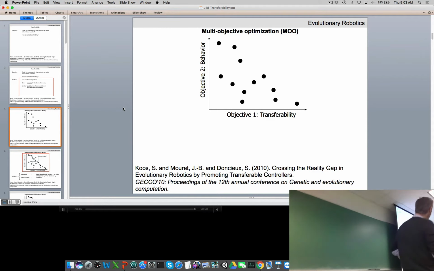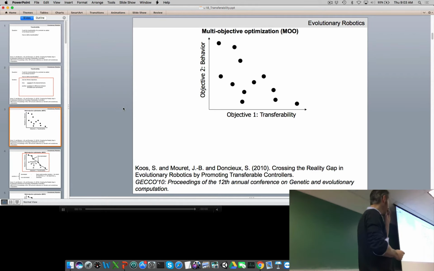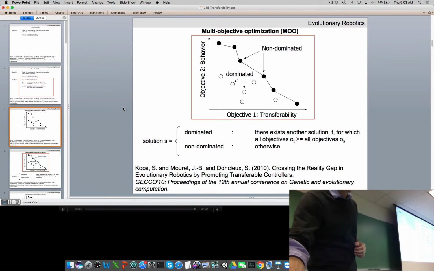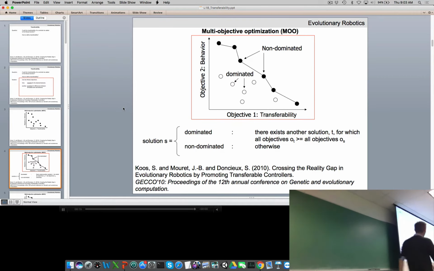So if we draw all these points, and we took a bunch of controllers at random, let's say, and measured their transferability and behavior, and they ended up on the plane like this. Let's imagine that's the first generation in your evolutionary algorithm. Which of these survive and which die? Or which produce offspring and which die? The outside curve. The outside curve, right? Exactly. So we're going to draw that curve here. This curve is known in the literature as a Pareto front.